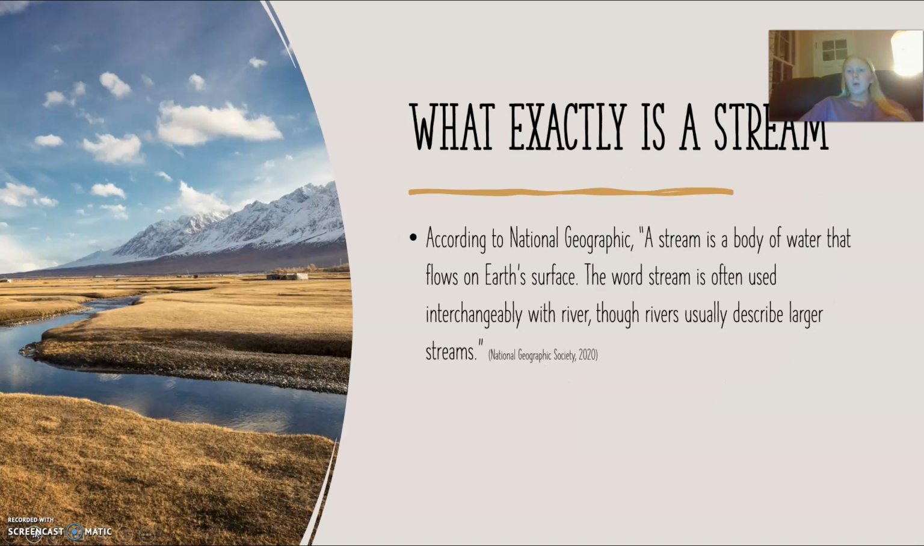So first let's talk about what exactly is a stream. According to National Geographic, a stream is a body of water that flows on the Earth's surface. The word stream is often used interchangeably with river, though rivers usually describe larger streams. And here is a photo of a stream.